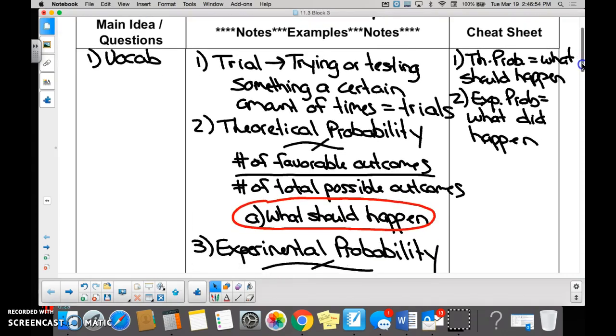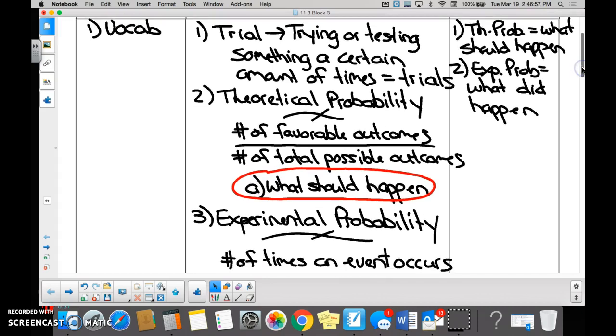Theoretical probability is exactly the same as probability. When we talk about probability in general, we are literally talking about theoretical probability. And theoretical probability is, everybody, what should happen. And you know this formula. It is favorable outcomes over possible outcomes, right?